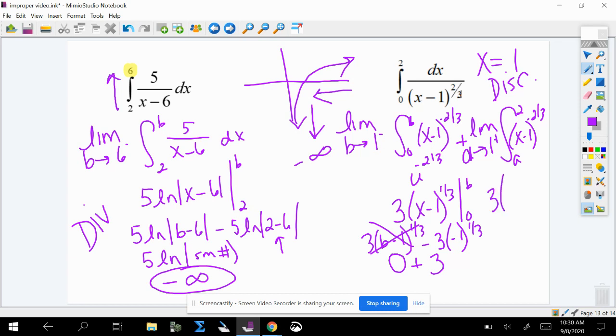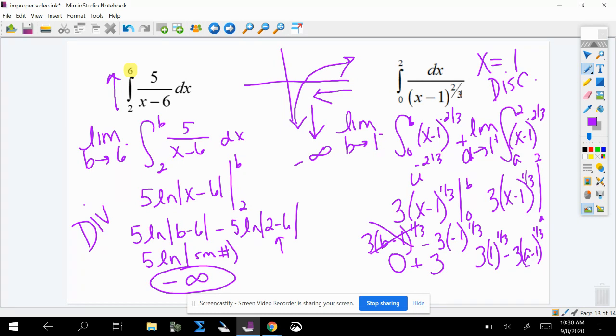When I integrate, I still get 3(x − 1)^(1/3), going from a to 2. So I have 2 minus 1 is 1 to the 1/3, minus 3 times (a − 1)^(1/3). So now I'm putting in a number that's really close to 1, but just above it from the right side. So think of it as like putting in 1.01.